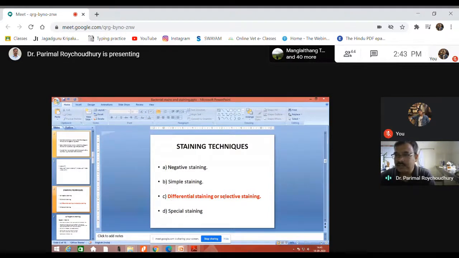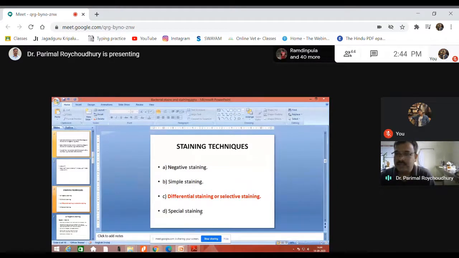Then comes the differential staining. This is the most widely used staining technique in the microbiology laboratory. This staining technique can identify the bacteria, their shape, arrangement. Not only that, on the basis of the cellular composition, we can identify whether a bacterium is gram-positive or gram-negative. We'll come to this point in the subsequent slide.